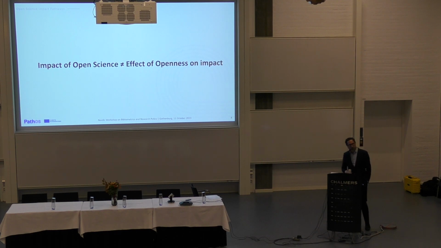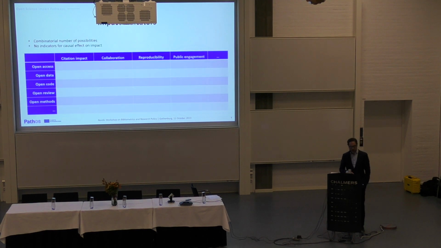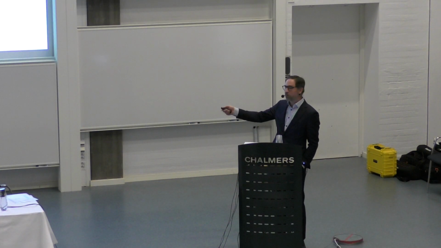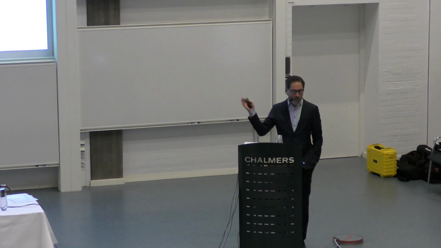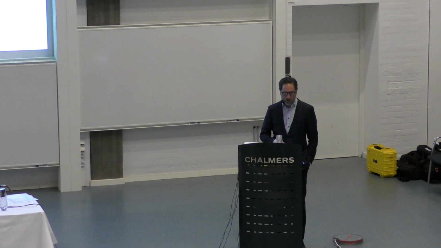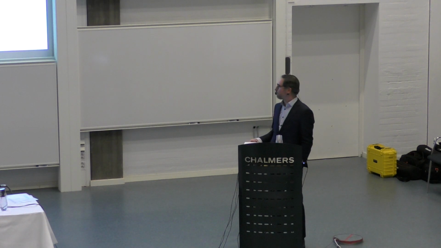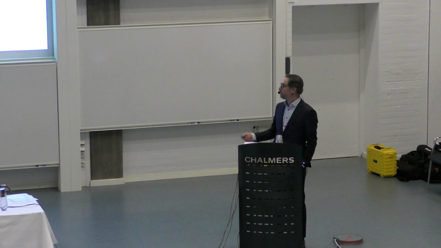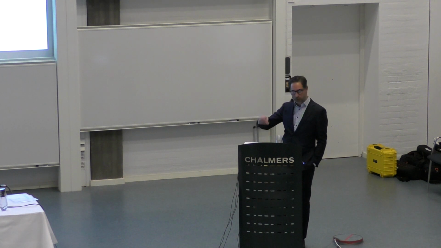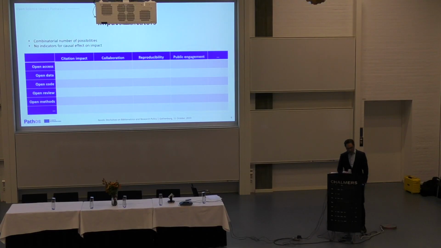And this is also something that then is relevant for the indicator handbook itself. So for the indicator handbook, we had this open science section, and so that covers all these different types of aspects, open access publishing, open data, open code, open review, open methods, and many, many more. And then we want to know, well, what is the effect? And so the effect on the impact in terms of citation impact, in terms of collaboration, reproducibility, engagement, etc., etc., etc. And this becomes hugely problematic, right?